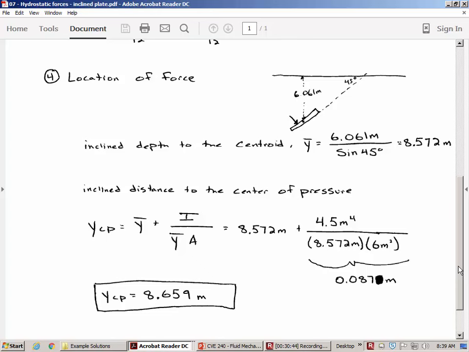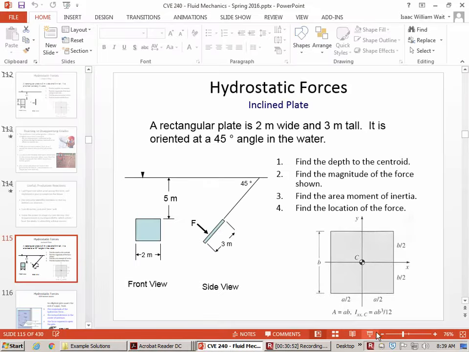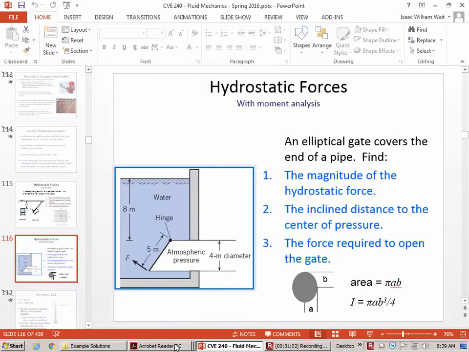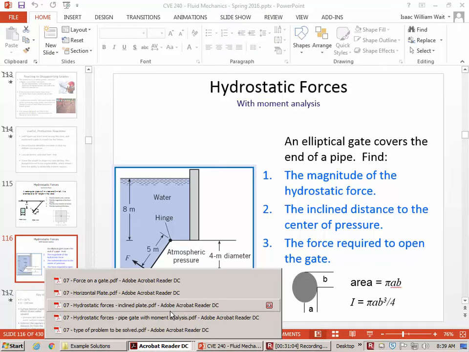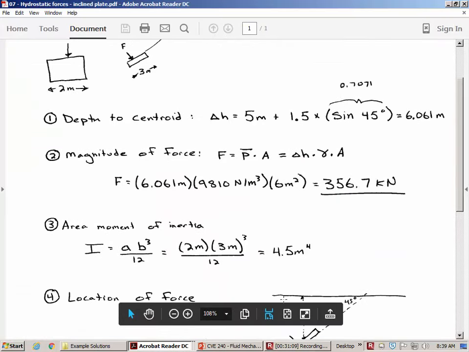All right. That's the procedure. Here are the numbers on the screen. But I'd like you to get a chance at trying to calculate for an inclined plate. So let's look at this one. The magnitude of the force we found earlier, it was up here, 356 kilonewtons. All right.